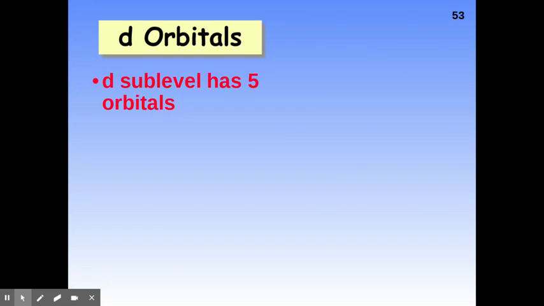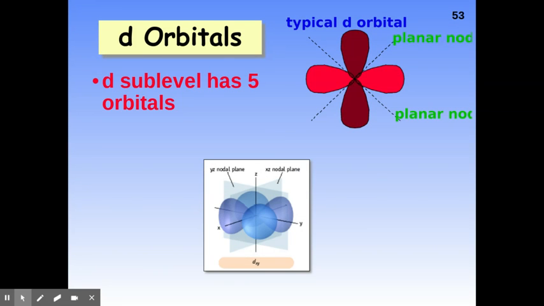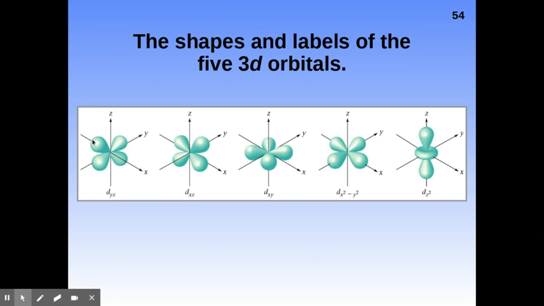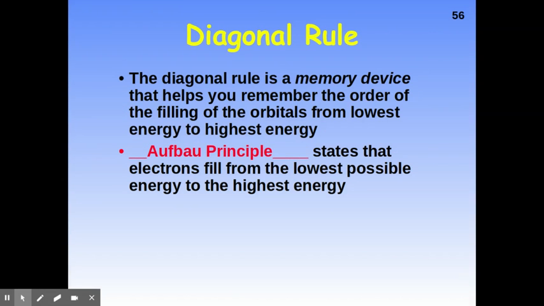The D, turns out, you can have 5 different orientations for it. So you can put 2 electrons in each one of these. You can put 2 here, 2 here, 2 here, 2 here, 2 here. So the D has 5 suborbitals, and it can hold up to 10 electrons. The F has 7 different orbitals that it can have, so it can hold a total of 14.